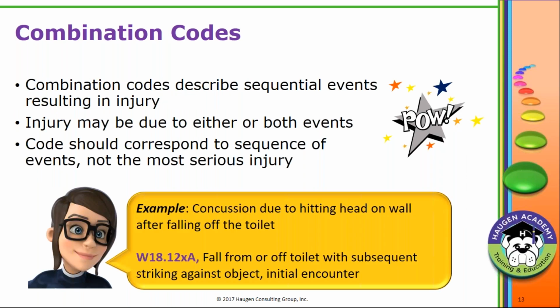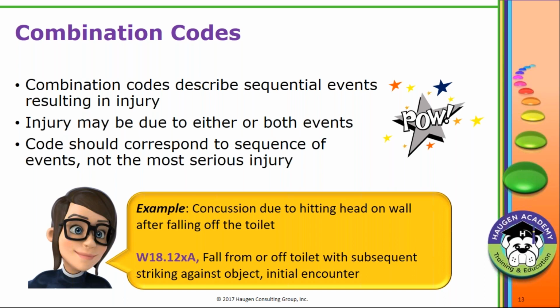Oh, you're so quick. All right, combination codes. There is a guideline about combination codes that describe sequential events, and these have always confused me. How do you code these? If the patient fell and hit their head, do you code it the same as if they hit their head and then fell? What the guideline says is that the injury may be due to either or both events, but the code should correspond to the sequence of the events, not the most serious injury.